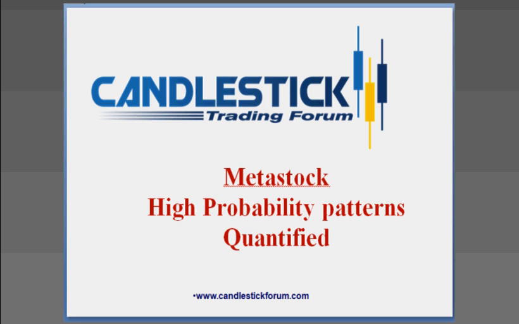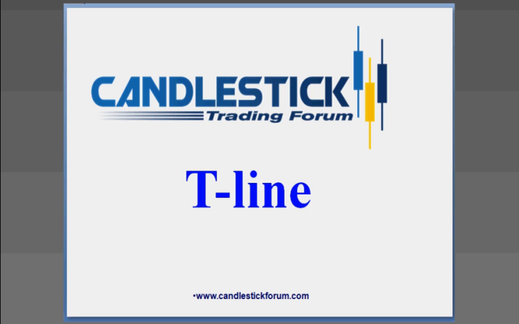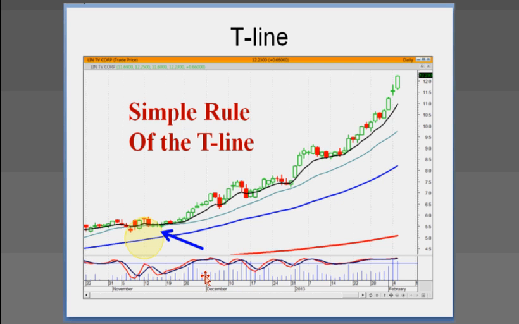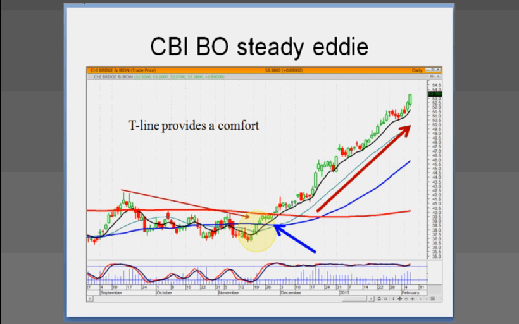So some of the technical indicators that we're going to go through is obviously the T-line. The T-line is one of our major indicators that is very simple. If you see a candlestick buy signal and a close above the T-line, you can stay in that position as long as it doesn't close back below the T-line. And the T-line kind of provides a very comfortable trading format.